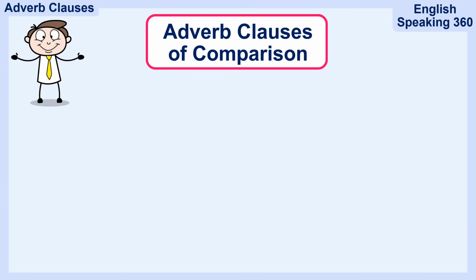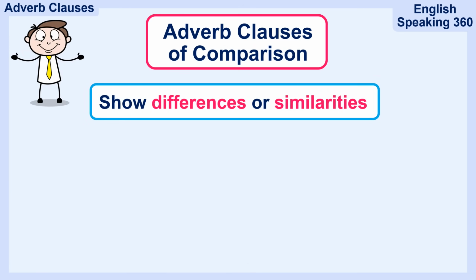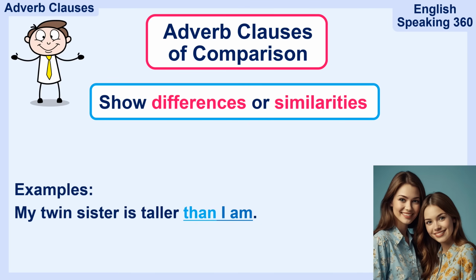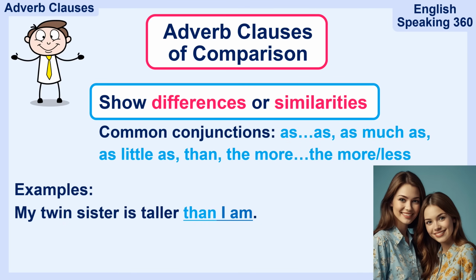Adverb clauses of comparison. They show differences or similarities. My twin sister is taller than I am. In English, we use many sentences with as much as, as little as, than, the more, the more, or the less, the less.